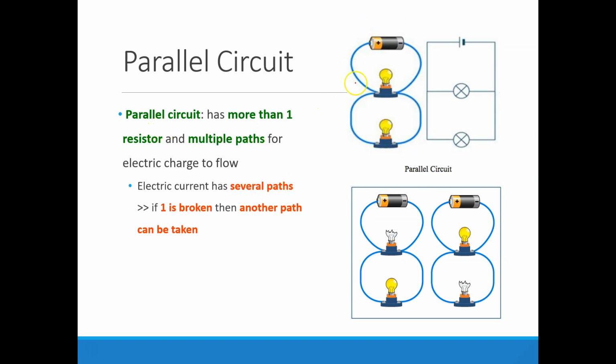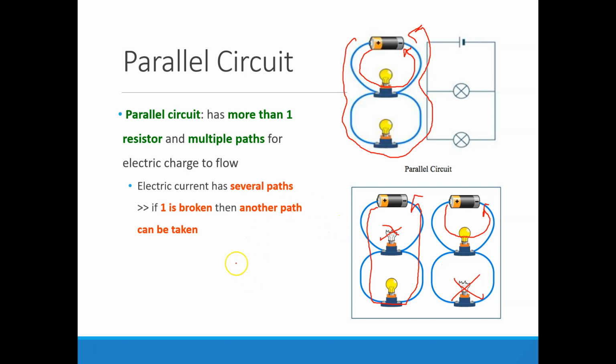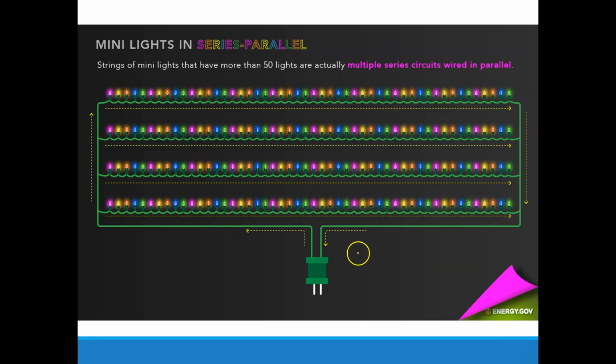It has multiple pathways. So even if one light gets broken, the other light stays on, right? So take a look here. Electricity can go through path 1 here, or it can also go through path 2 right here. So even if this light bulb on top gets broken, electricity can still reach the bottom bulb, and so it stays on. Or if the bottom bulb gets broken, electricity can still reach the top one, and so the top one stays on.